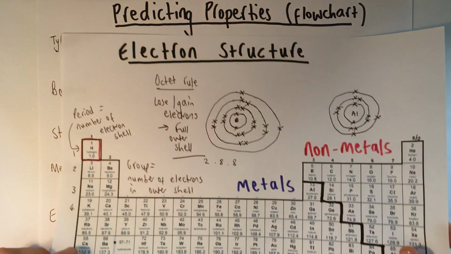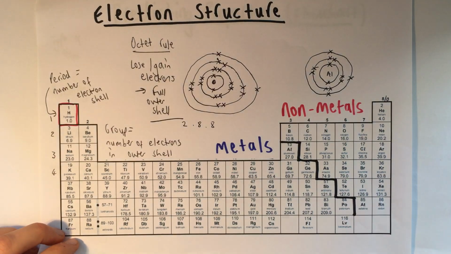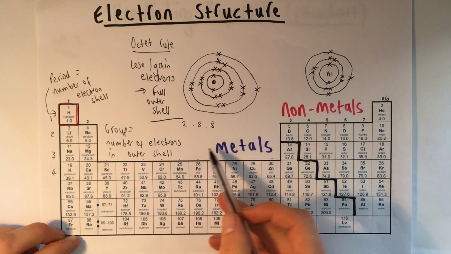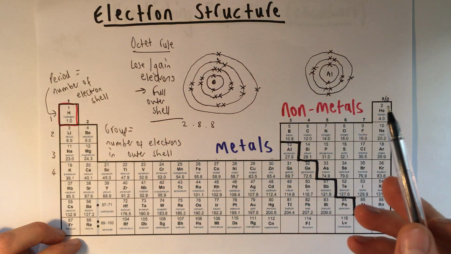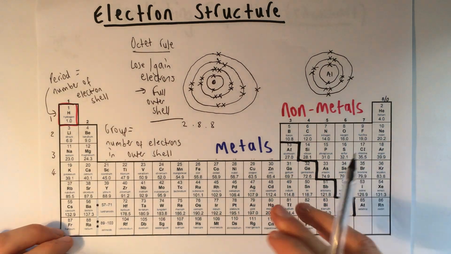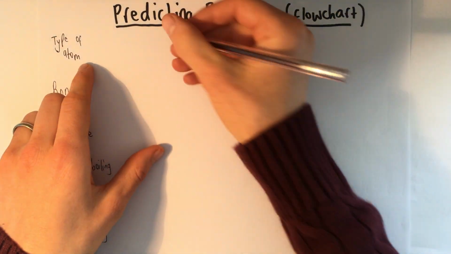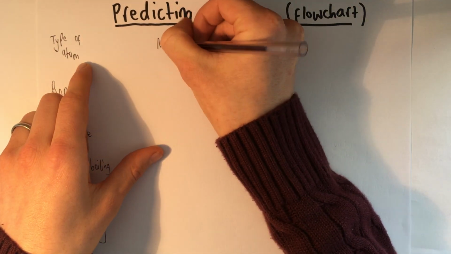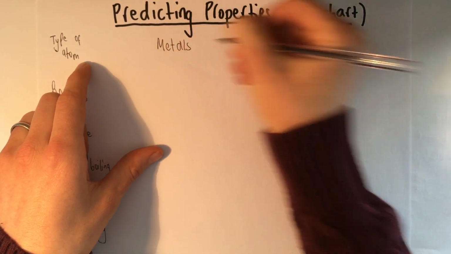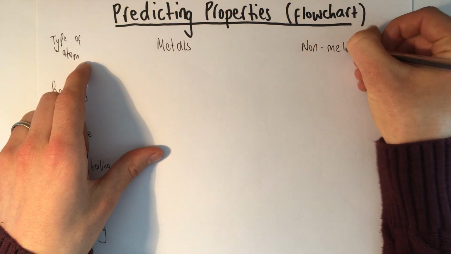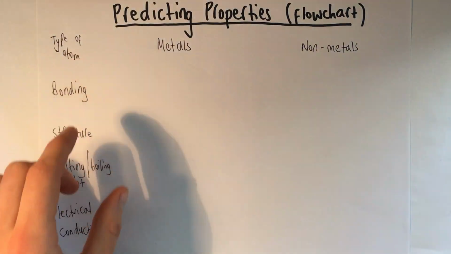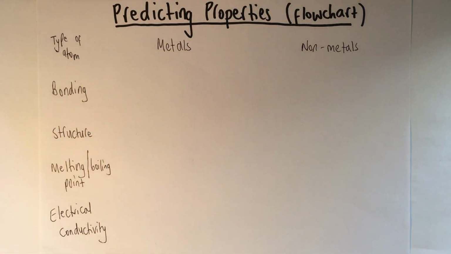So first thing is, what kind of atom have we got in our compound or element? Two types of atom: metals, which will lose electrons to get their full outer shell of electrons, and non-metals, which will gain electrons. So for type of atom, that's where we're going to start. Metals, non-metals. Okay, excellent. So what kind of bonding do we get?